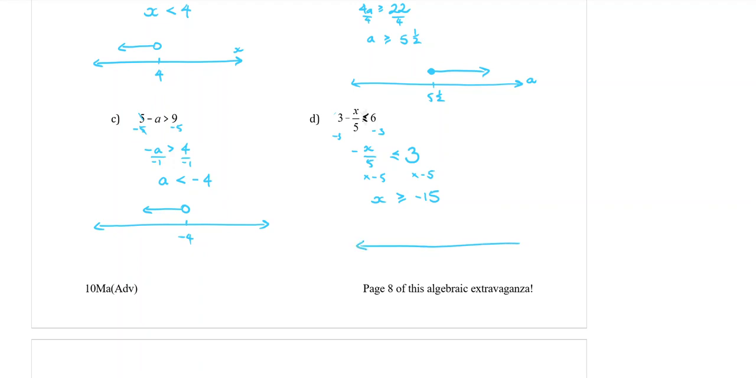So drawing it, -15 is there, coloured in circle, pointing to the right. And that should be an X.